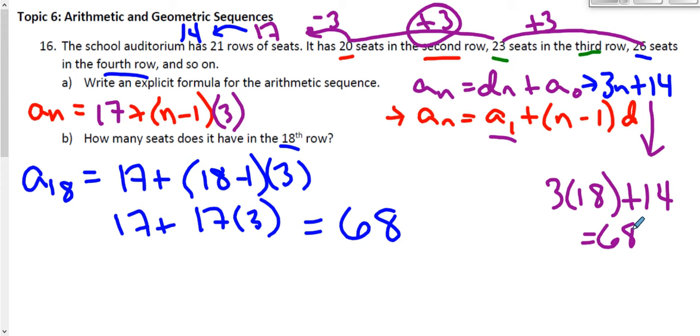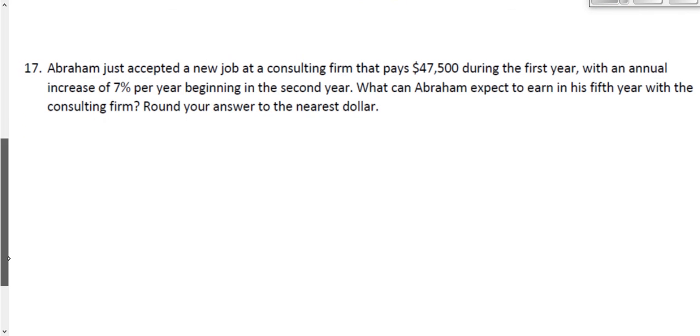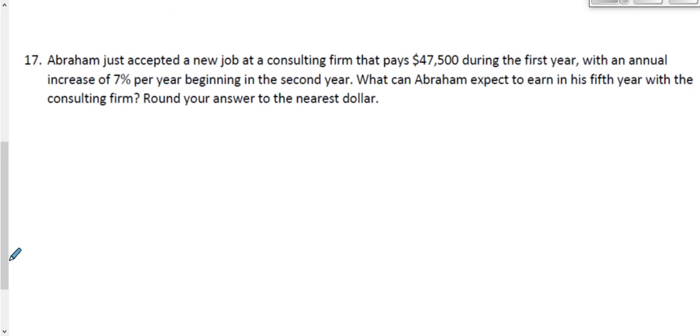All right, let's take a look at question 17. Abraham just accepted a new job at a consulting firm. It's paying him $47,500 during the first year, and an annual increase of 7% beginning in the second year. It's asking what he can expect to earn in his 5th year with the firm, and we want to round to the nearest dollar, so we want a whole number here.